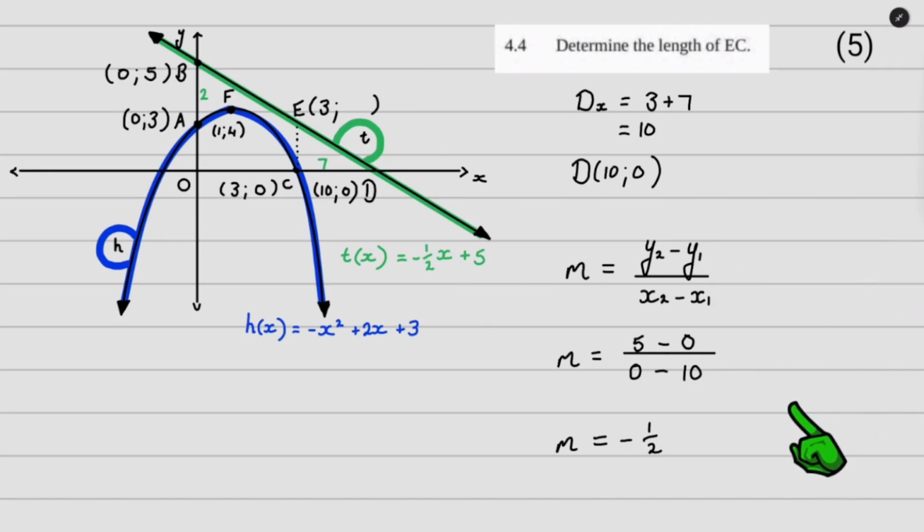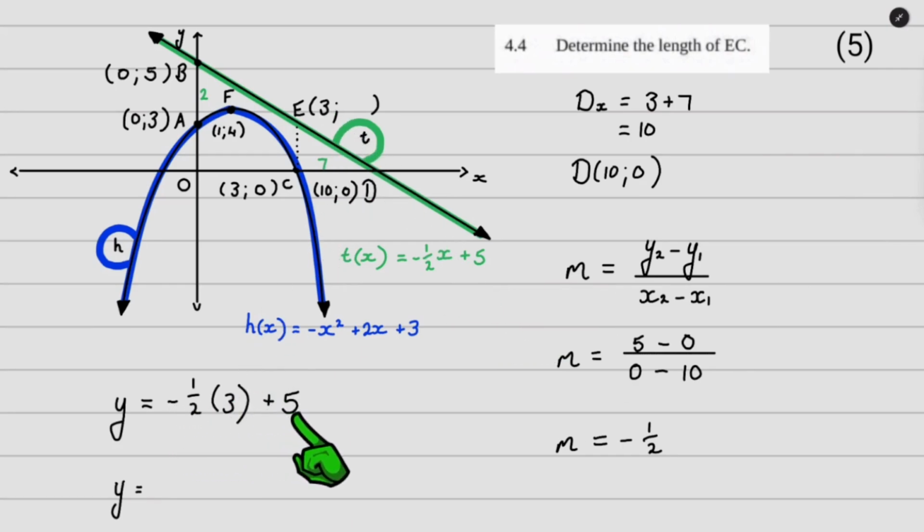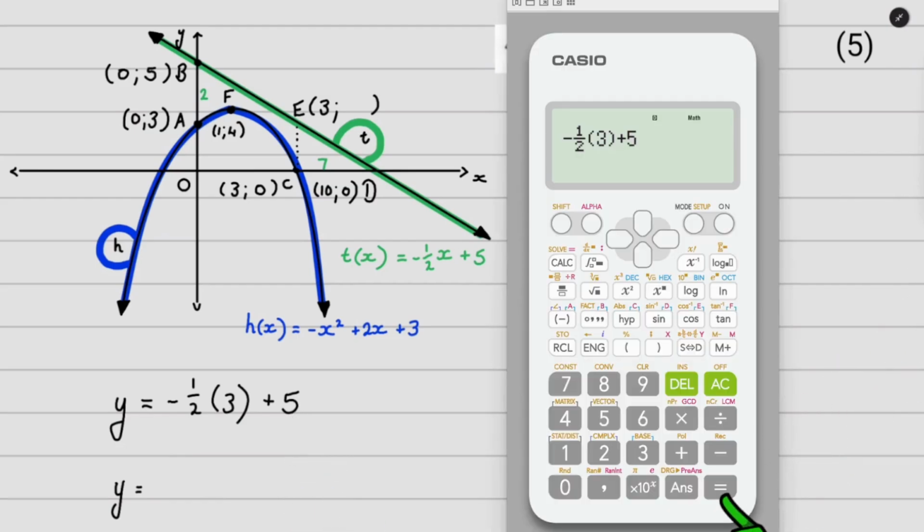Okay, now I'm going to return back to the original mission. I'm going to put this 3 inside of this formula to get his y value. So I just replace x with 3. And then that goes straight in my calculator. Okay, so if we pop that in the calculator, it gives us 7/2.